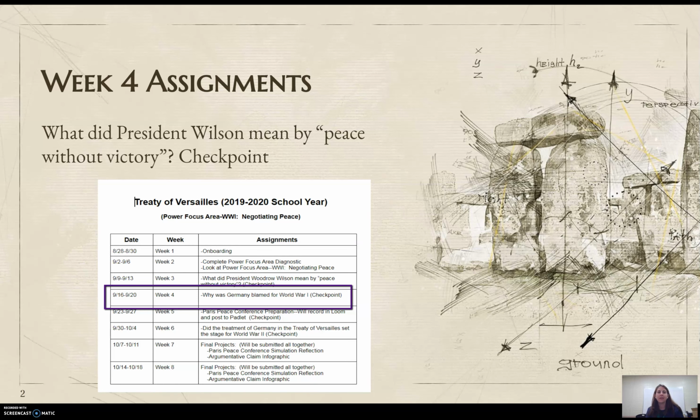Okay, so for the week 4 assignment, you're going to continue looking at your diagnostic areas, taking the content assessment if you feel ready. And we are moving on to the checkpoint: why was Germany blamed for World War I?